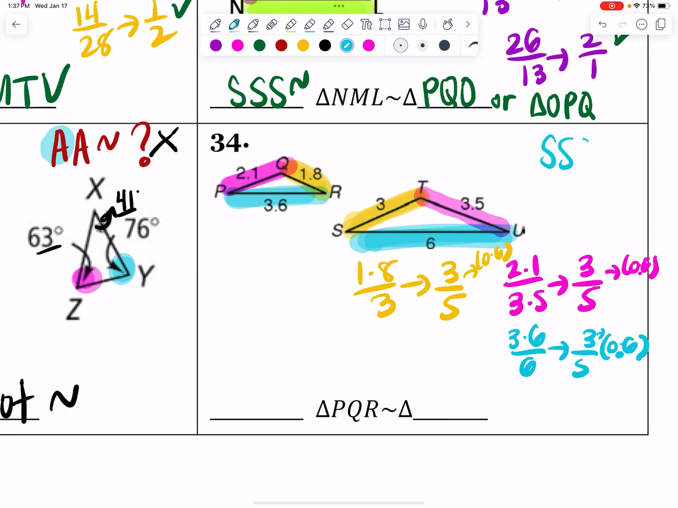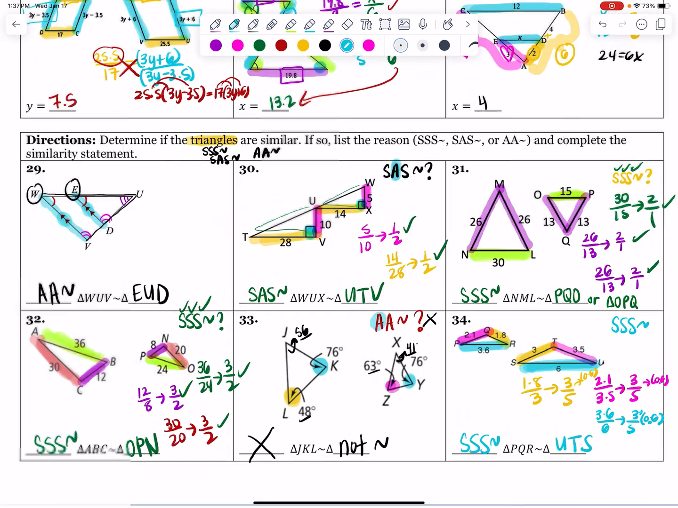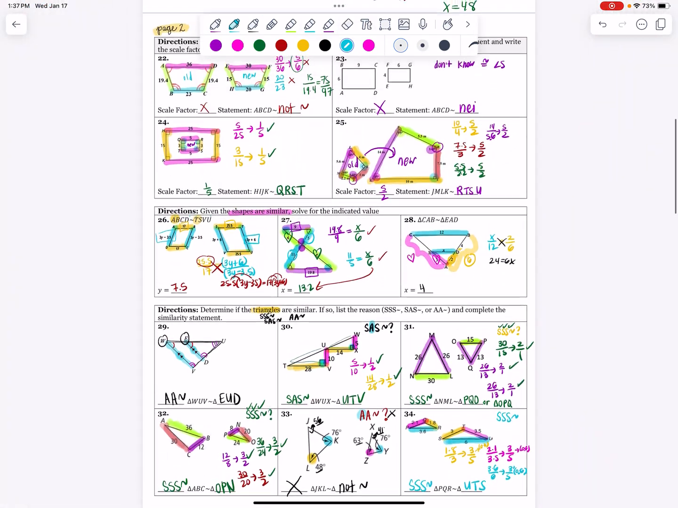So side-side-side similarity says that these are similar even though we don't know anything about their angles. And so PQR, pink, yellow, blue, would be UTS. So this was page 2, and I will be making a page 3 soon.